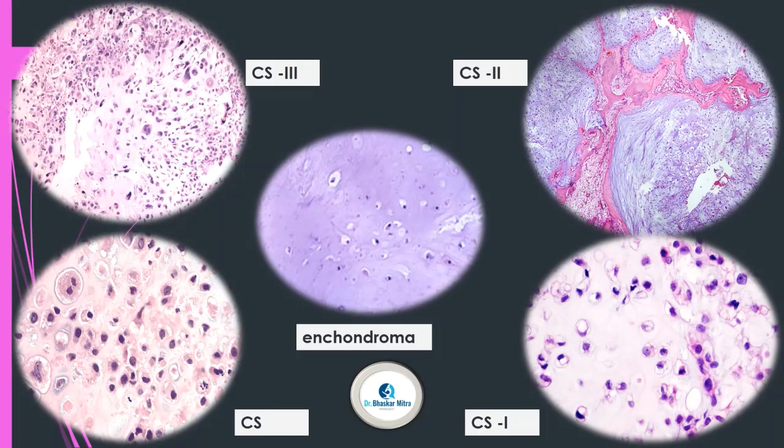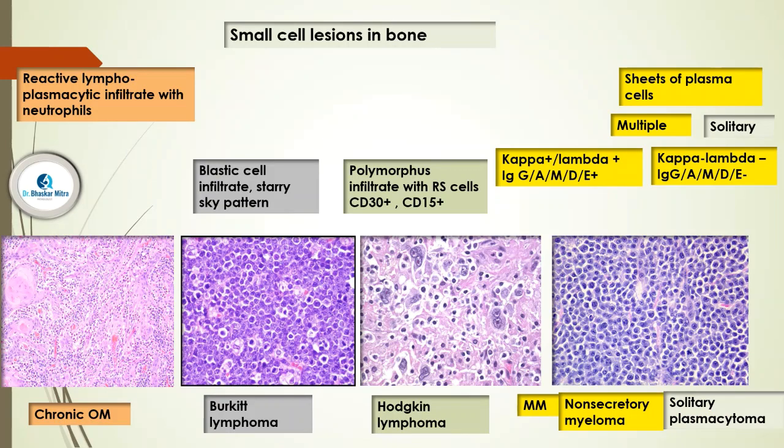Again, the comparison with the different types of cartilaginous lesions. This is enchondroma, then the chondrosarcoma. The cellularity gradually increases into grade 3. This is again chondrosarcoma grade 2, showing a spindle cell appearance along with increased mitotic figures. Now after that come the small cell lesions of the bone.